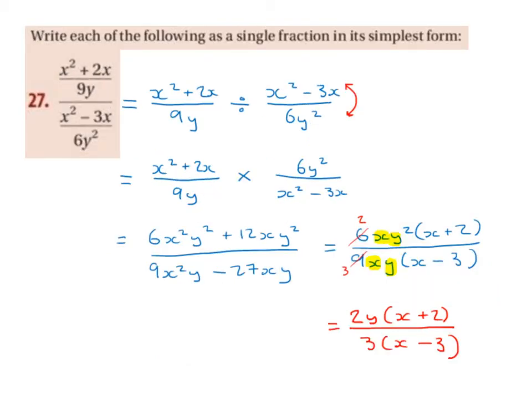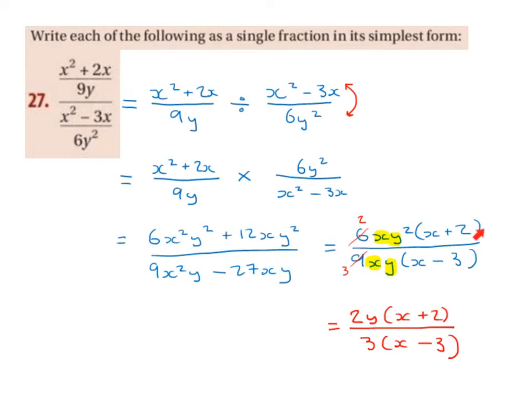Now you can check by multiplying out the brackets. So 6xy squared multiplied by x gives us 6x squared y squared. And 6xy squared multiplied by 2 gives us 12xy squared. And likewise, on the bottom, 9xy multiplied by x gives us 9x squared y. And 9xy multiplied by minus 3 gives us minus 27xy.